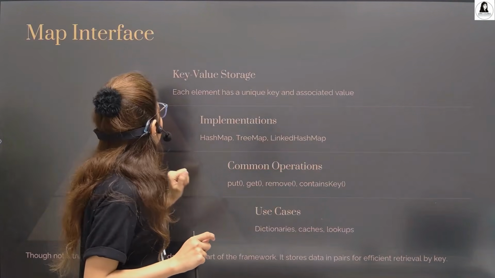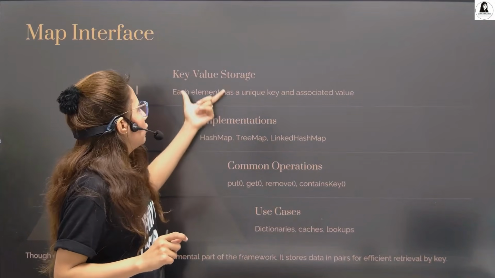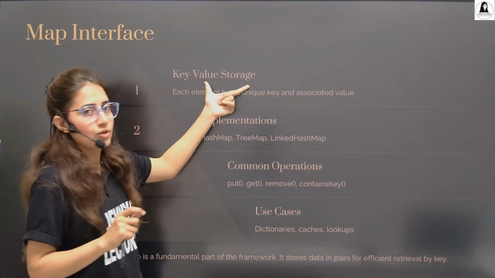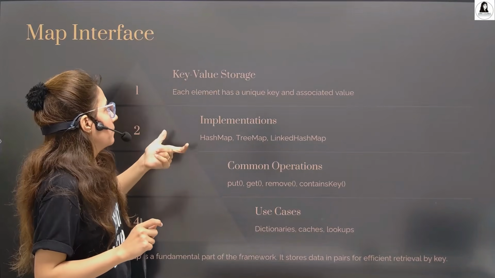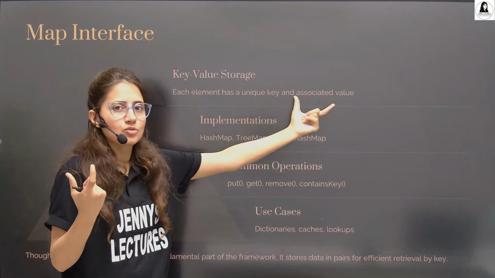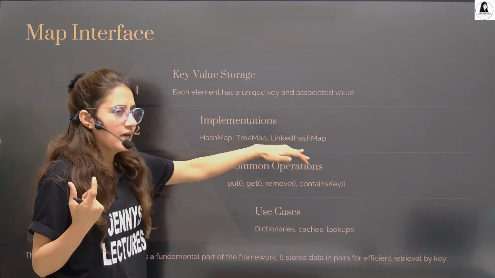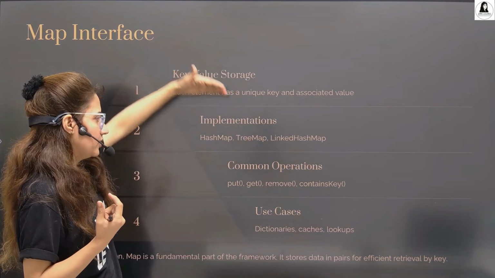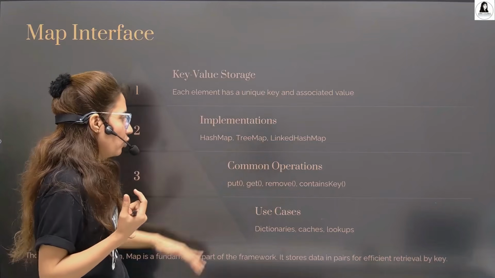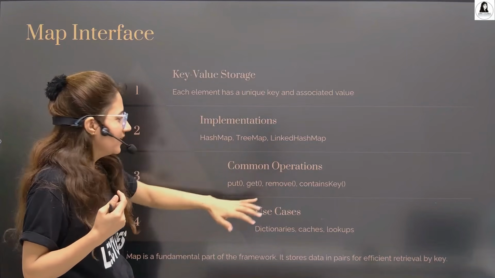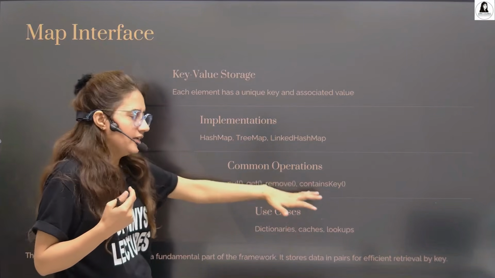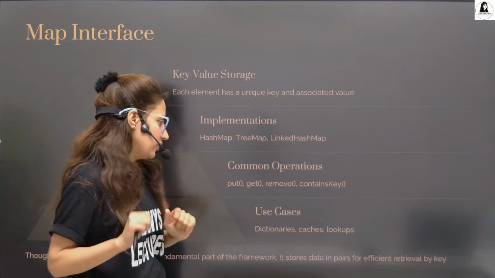We'll see these things. The Map interface stores data in key-value storage. Each element has a unique key and an associated value. HashMap, TreeMap, and LinkedHashMap implement this interface. We have almost the same common operations here: put, get, remove, containsKey. There we had add, remove, and so on.